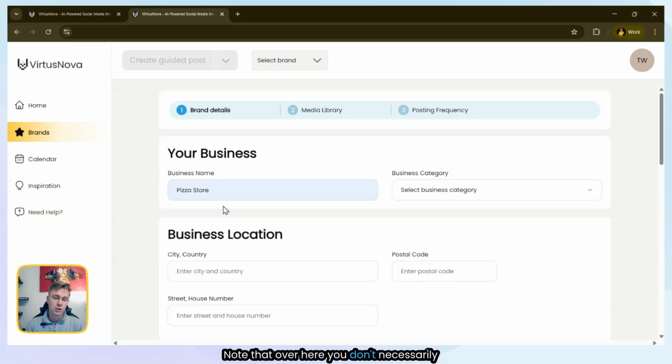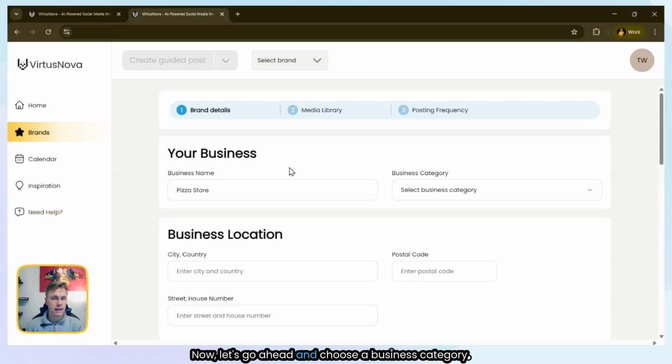Note that over here, you don't necessarily need to be adding your actual business type. So in Germany, that would be an UG, a GmbH, or something along those lines. This is really now where marketing lingo comes into play. So use the marketing business name that people recognize you as and enter it over here.